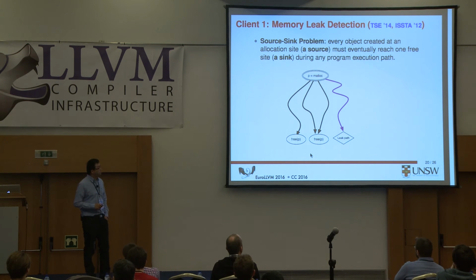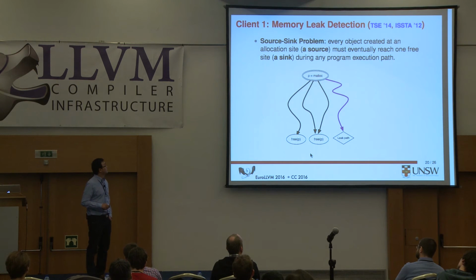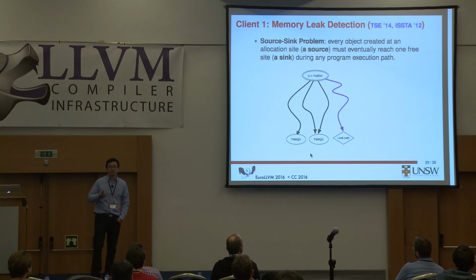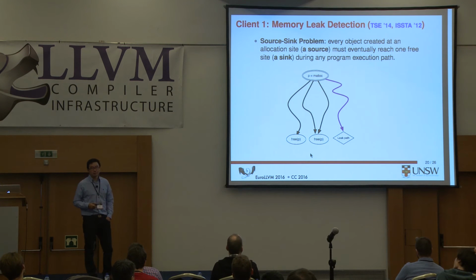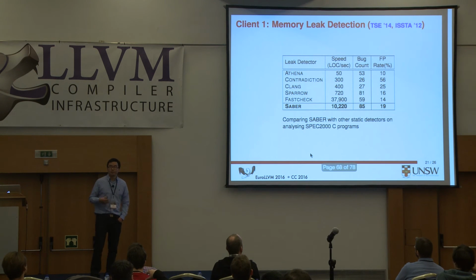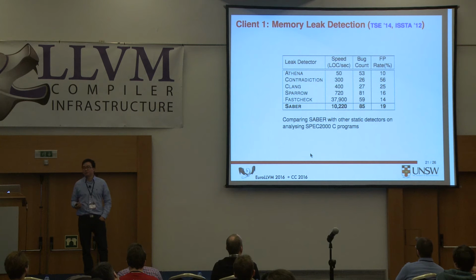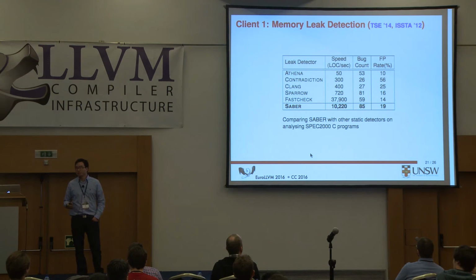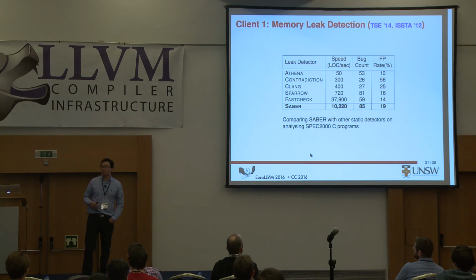So the basic approach for detecting memory leaks is that every object created at an allocation site, which we call the source, must eventually reach one free site during any program execution path. The nice thing about SVF is that it provides a sparse graph representation that captures both the def-use of top-level pointers and address-taken variables. So we can solve this problem using graph reachability in a demand-driven manner. It usually provides better trade-offs between precision and efficiency compared with other detectors.